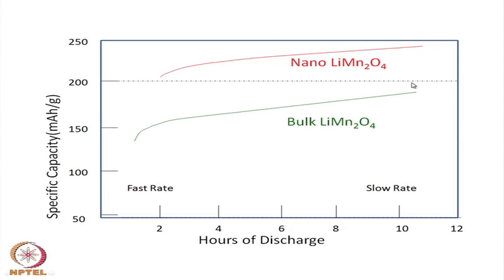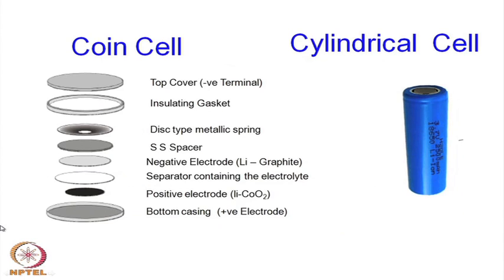Okay. So, in fact most of the research is going on here: what is the effect of nanomaterials or nanostructured materials in improving the properties of lithium batteries. So, this is one example where nanomaterials have improved the properties. This has once again been taken from some literature.